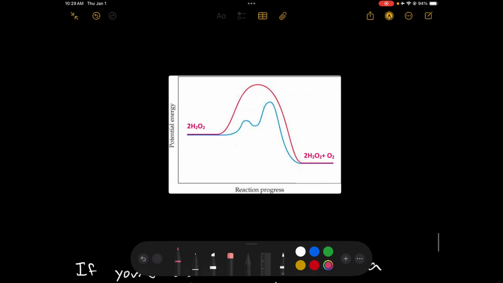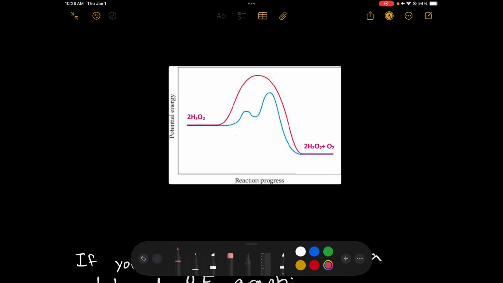All right? Here is the potential energy graph that represents both the uncatalyzed and the catalyzed versions of this reaction. So the red line on top, this one that I'm currently highlighting, represents the uncatalyzed mechanism. So we can see that its activation energy requirement, just dotting that line, is pretty significant. It's a pretty steep hill.